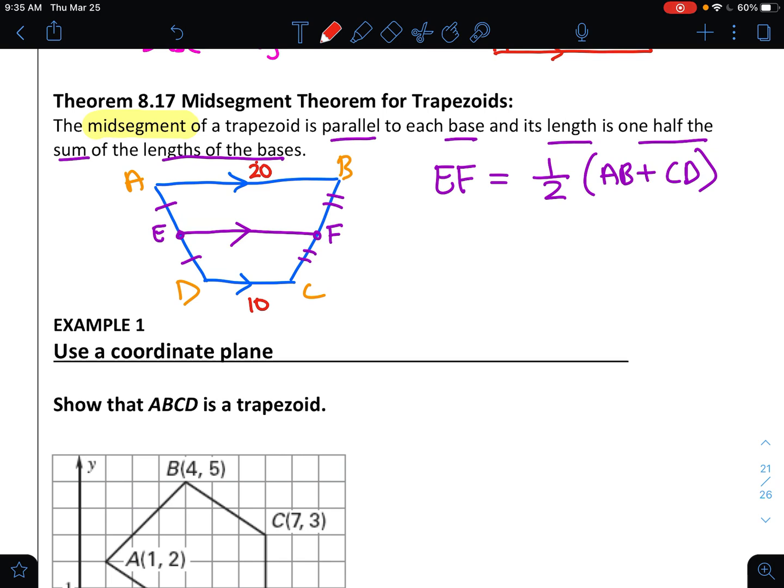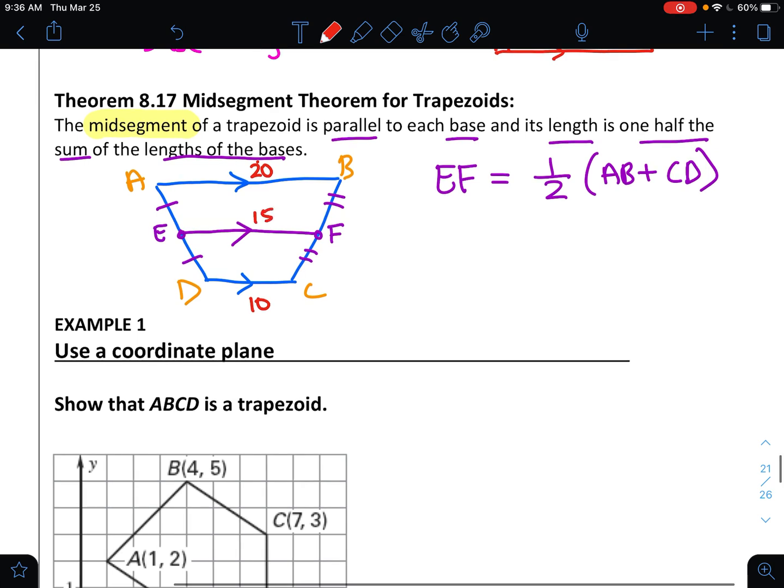So if you think about this formula, it's saying to add together the two numbers and take half of it. So that's basically an average. So I'm looking for the middle number between 10 and 20. So I'm going to have 15. Or you could do 20 plus 10, and then times a half. Okay, you could average it.